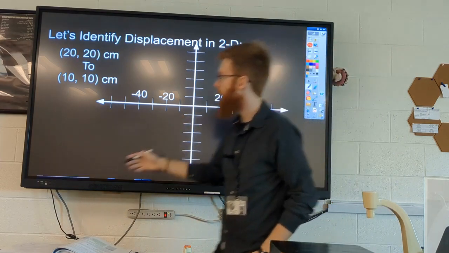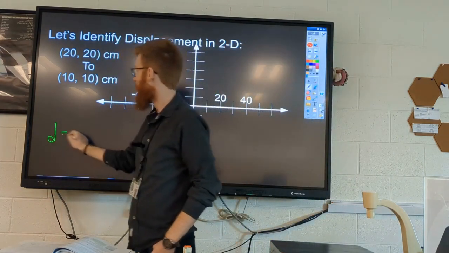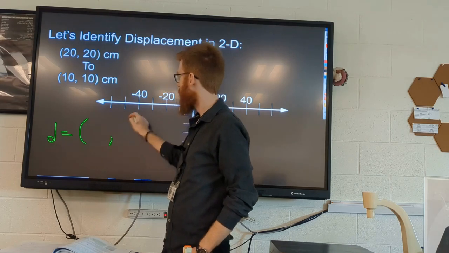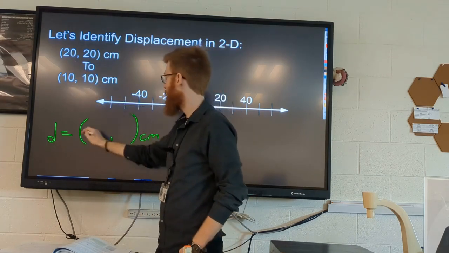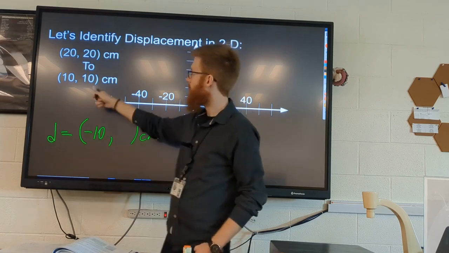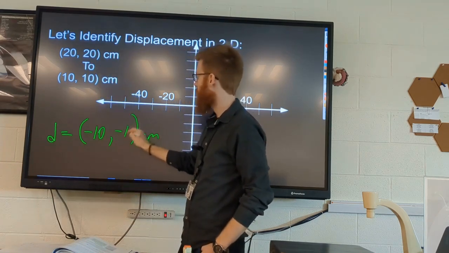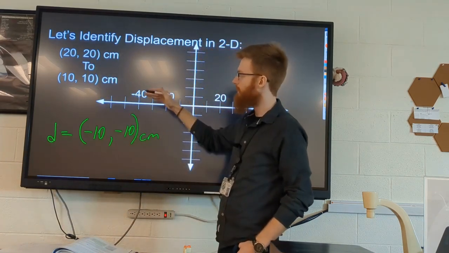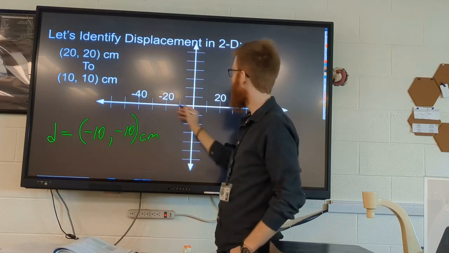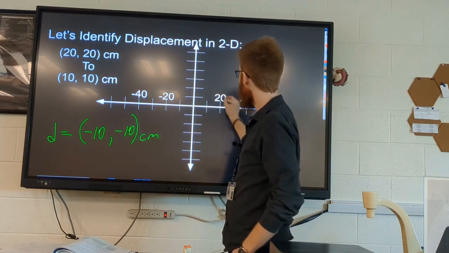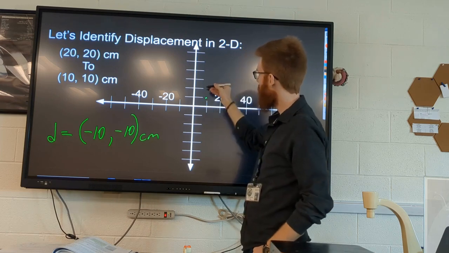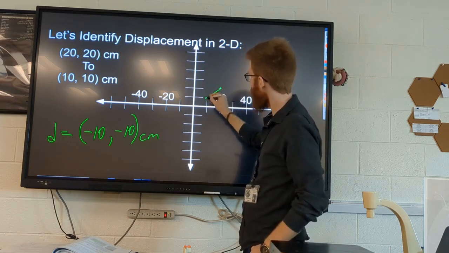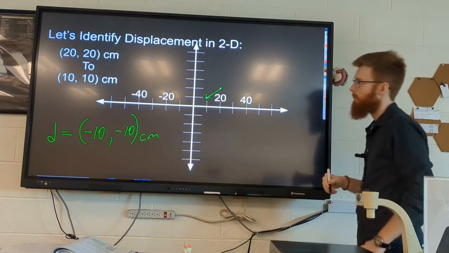(20, 20) to (10, 10). For the x component, 10 minus 20 is negative 10. For the y component, 10 minus 20 is negative 10. I'm going to the left 10, I'm going down 10. If I plotted that out, I have (20, 20), (10, 10). So to the left 10, down 10. Doing both.